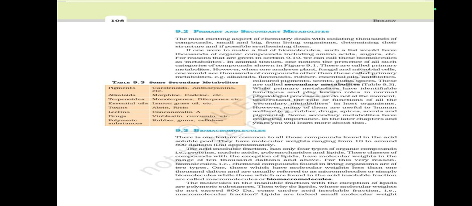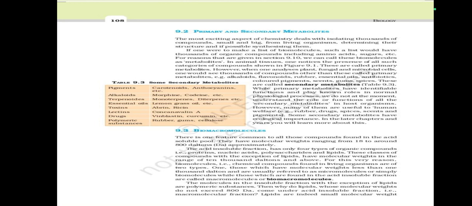We can call these biomolecules metabolites. In animal tissues, one notices the presence of all such categories of compounds shown in figure 9.1. These are called primary metabolites. However, when one analyzes plant, fungal, and microbial cells, one would see thousands of compounds other than these primary metabolites. Examples: alkaloids, flavonoids, rubber, essential oils, antibiotics, colored pigments, scents, gums, spices.